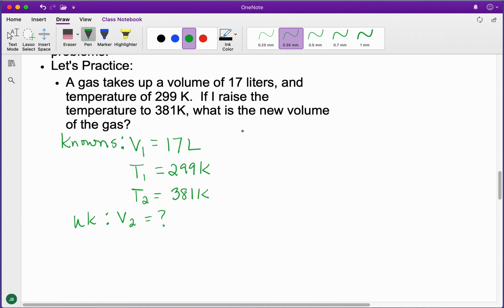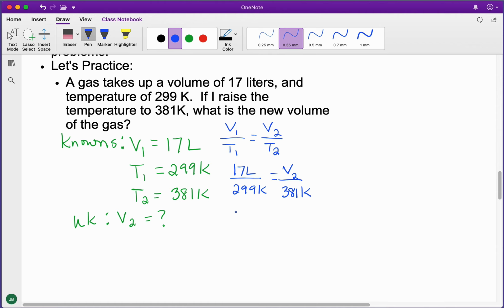So once again, I'm going to go ahead and work this problem using both of those equations side by side so you can see them. Let's do this. I'll work this one in blue. So if we have volume 1 over temperature 1 equals volume 2 over temperature 2, that is 17 liters over 299 kelvins equals V2 over 381 kelvins.